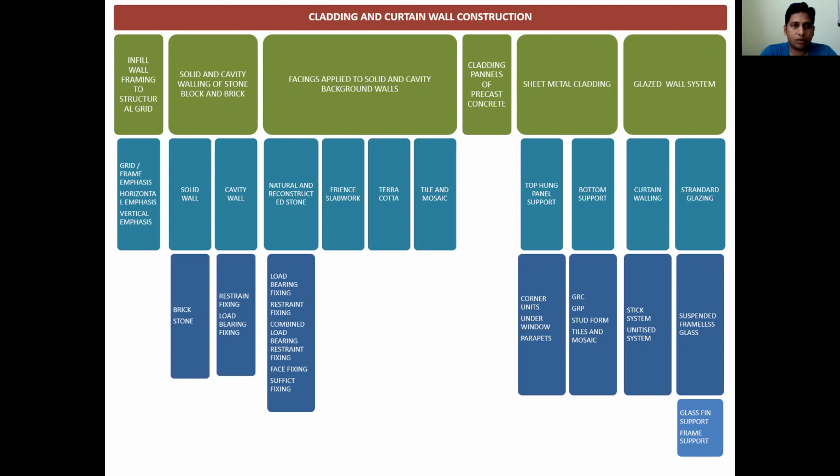You can see one, solid and cavity walling of stone, block and brick, which is subdivided into two parts, that is solid wall and cavity wall. Again, for solid wall, we can use a number of materials like brick, stone. Nowadays, some AAC concrete blocks and all those things are also available in the market. For cavity wall, there is a construction technique, and we are going to learn restraint fixing and load bearing fixing. Even the next topic is also subdivided into a number of things, so we'll see one by one.